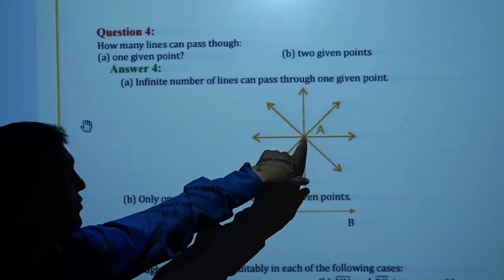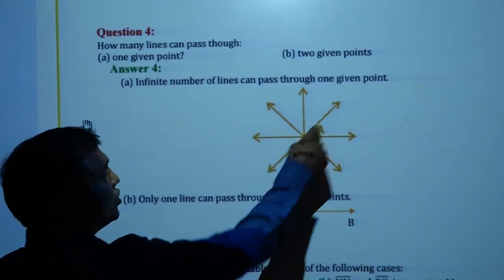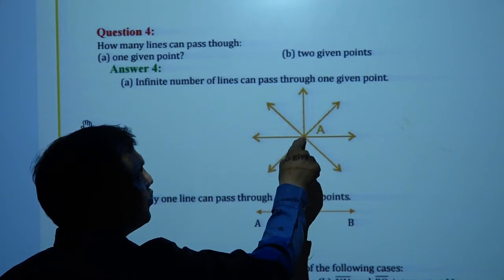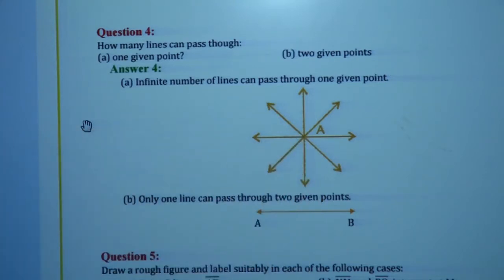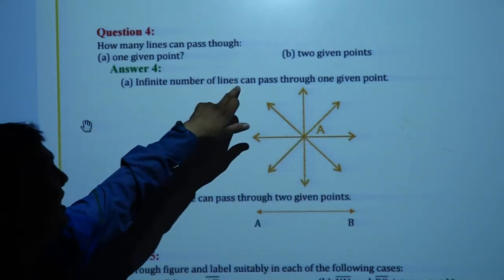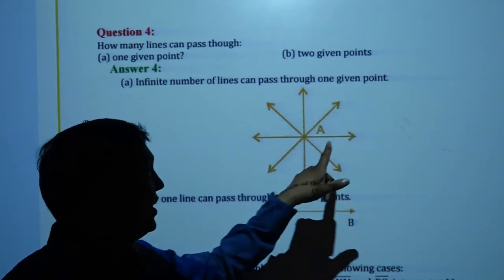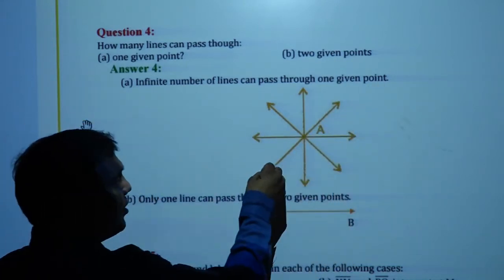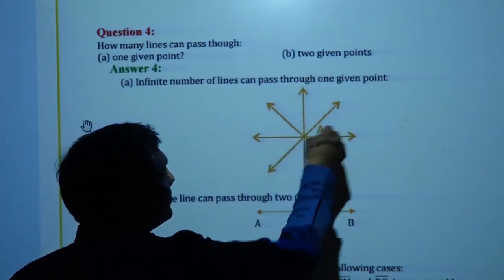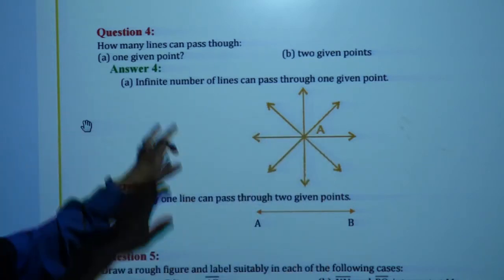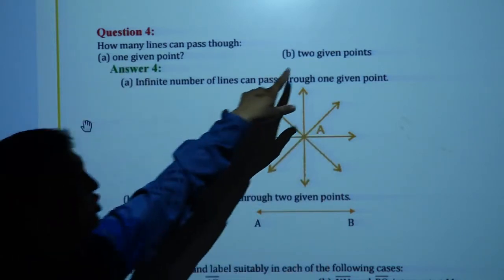So it is a given point A. If you see, there are so many lines passing through one point. So you can write: infinite number of lines can pass through one given point. If one point is given, you can draw so many lines from that given point. Okay, the first one. Second one, two given points.